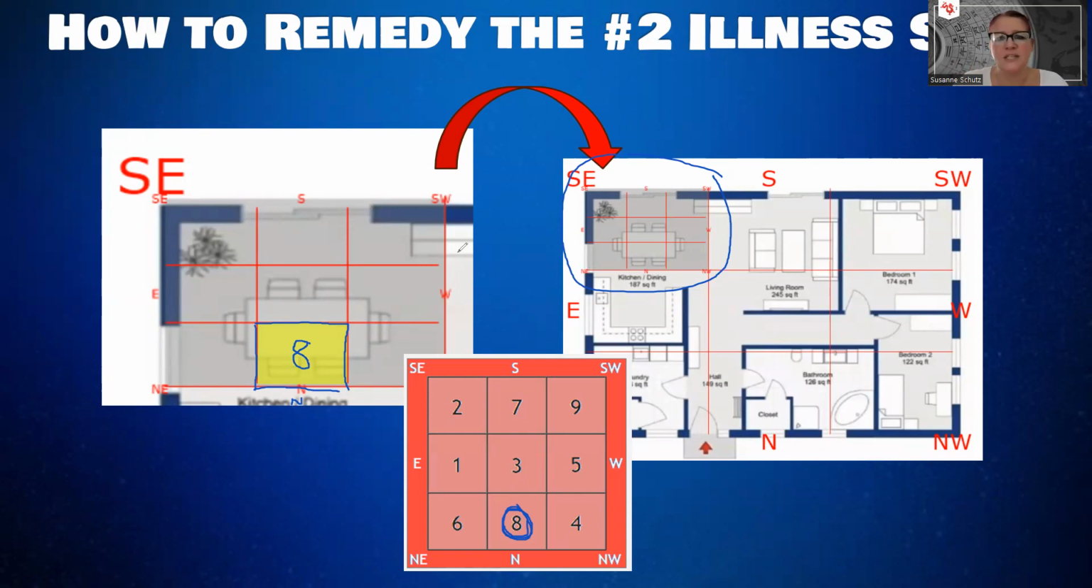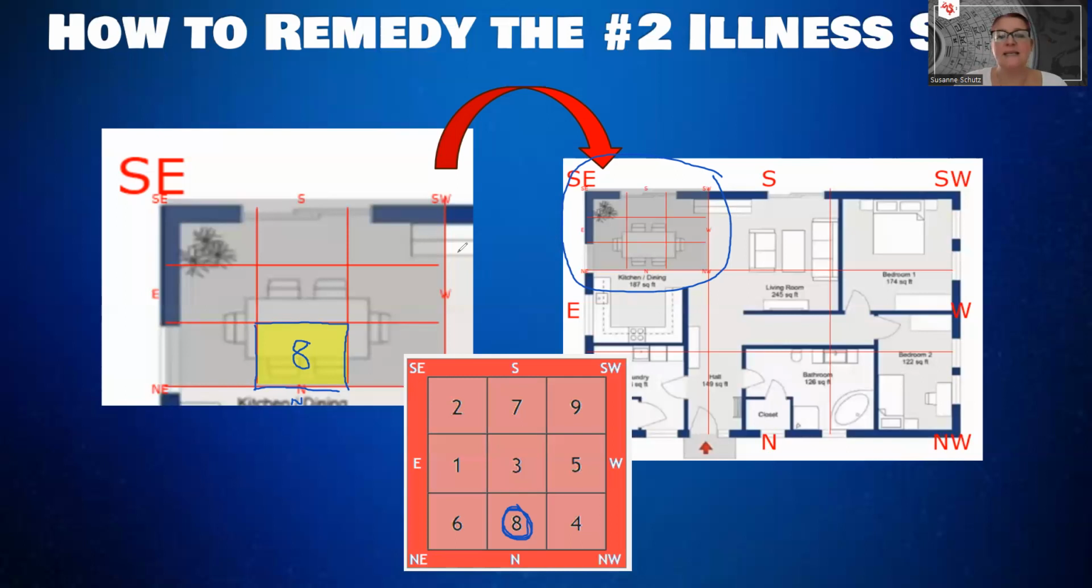Put all your medication there. Put all your vitamin C, all the health supplements that you're taking, into this particular sector. This will make sure that you neutralize the illness energies and that all your medication is infused with positive energies. So this is very, very simple. This is an easy way to remedy the number 2 illness star.